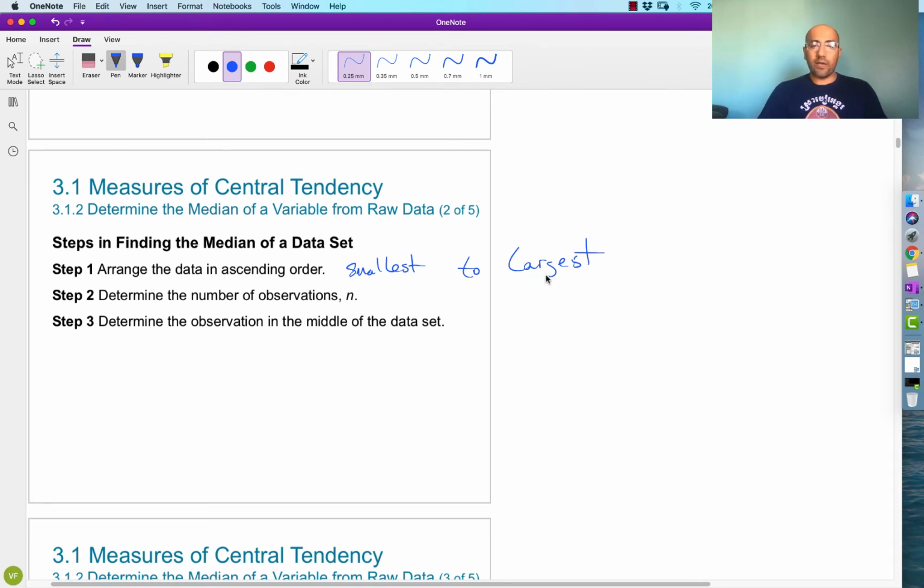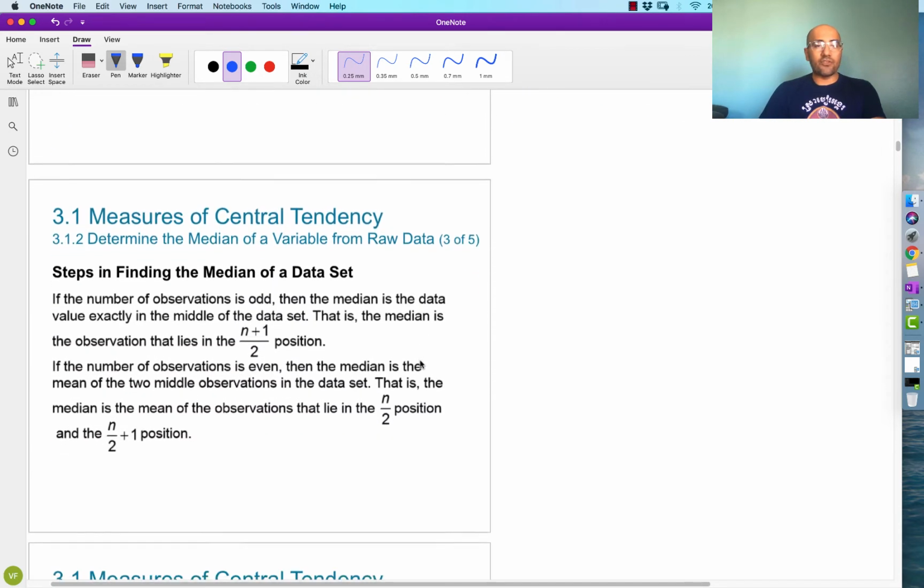A great way to do that, by the way, which we learned before, is the stem and leaf display. If you look those up, that makes it a lot easier to organize a set of values from the smallest to the largest. Okay. Determine the number of observations in our set. How many observations do we have? And then we want to find the value right in the middle. Now this part here is the hard part, step 3. Find the observation right in the middle.